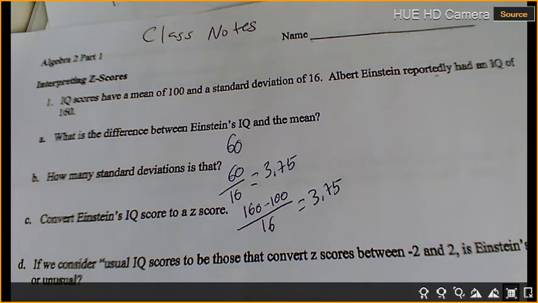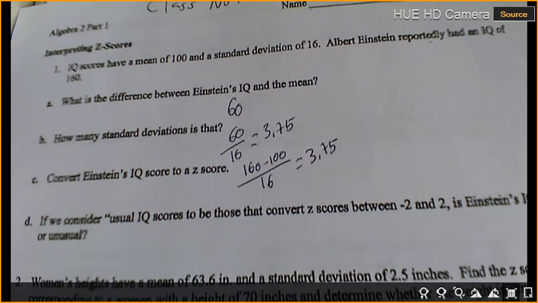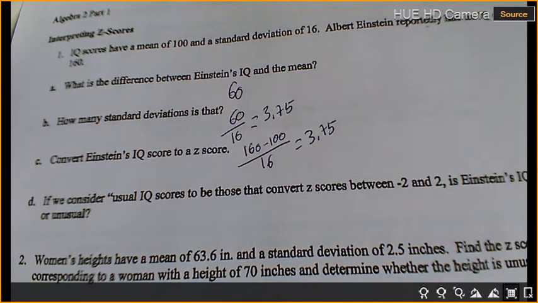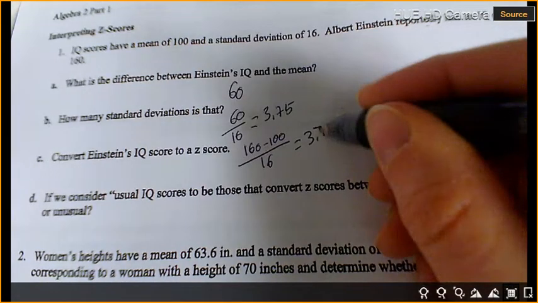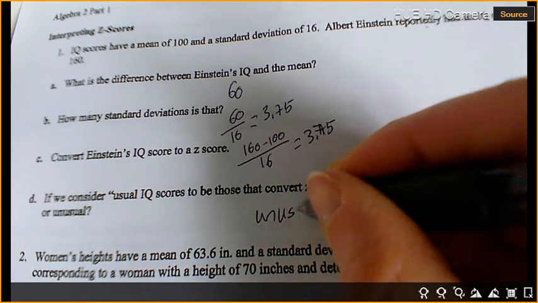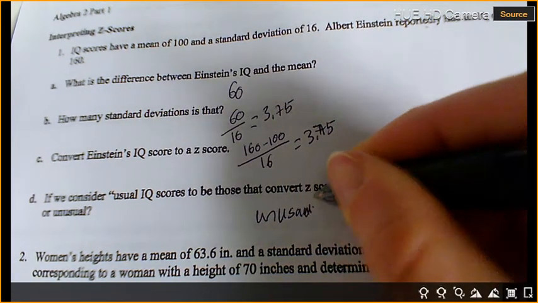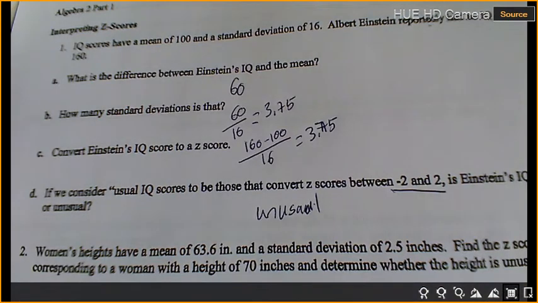All right. If we consider a usual IQ score to be those that convert to z-scores between -2 and 2, is Albert Einstein's IQ usual or unusual? Unusual, because it's 3.75 standard deviations away, right? So we would have an unusual. Usual is within -2 to 2 standard deviations. So we can figure that out.